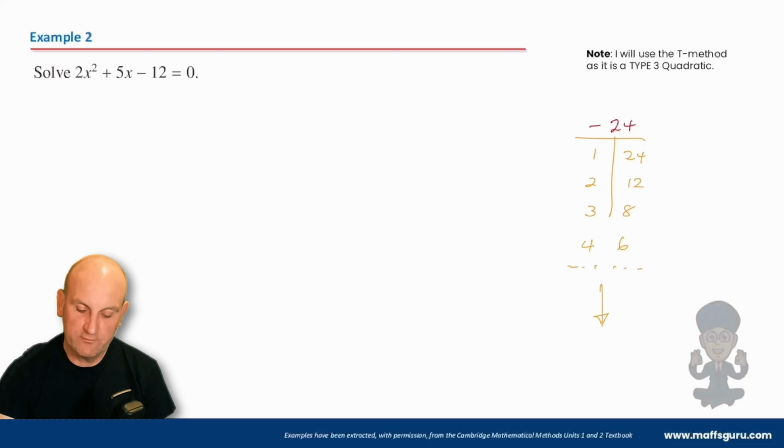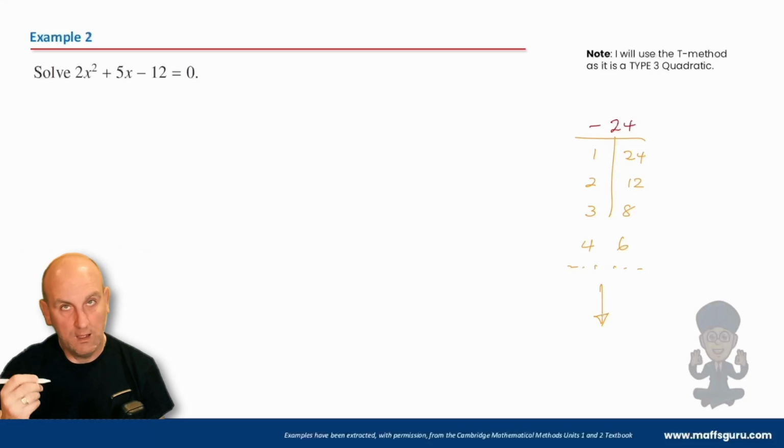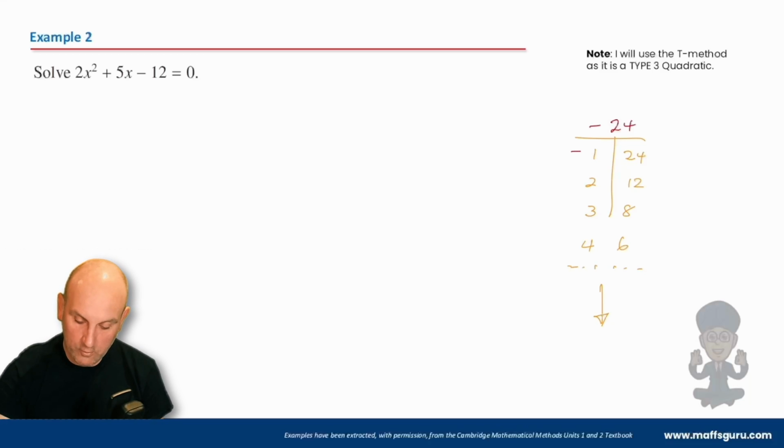Now, at this moment in time, I've got a bit of a problem because if I multiply 1 and 24 together, I get positive 24. I don't get negative 24. If I multiply 2 and 12 together, I get 24, not negative 24. How am I going to make them negative? Well, I can either make all the left-hand side negative, because that's going to work, or I can make all of the right-hand side negative. But which do I choose?